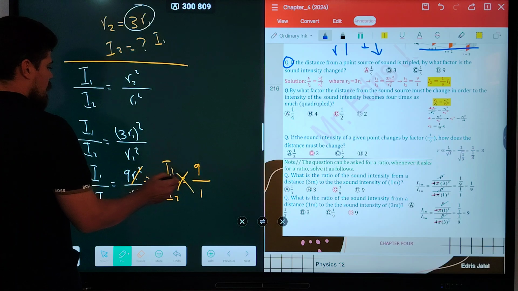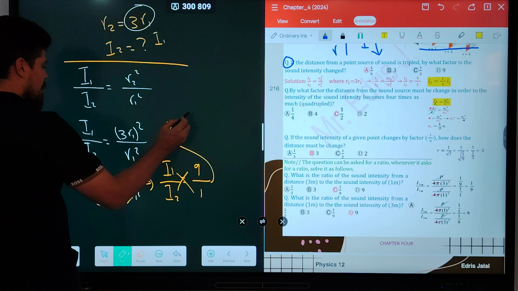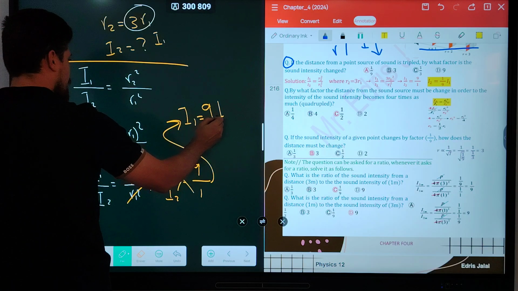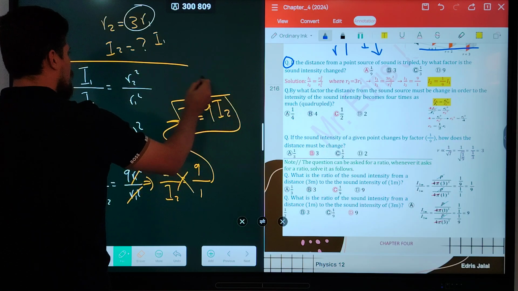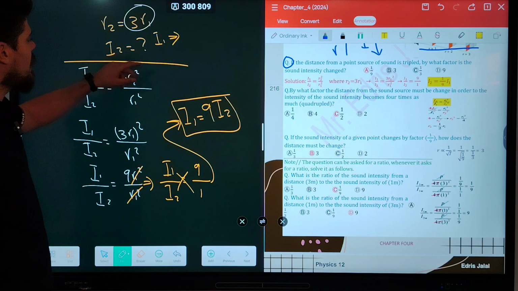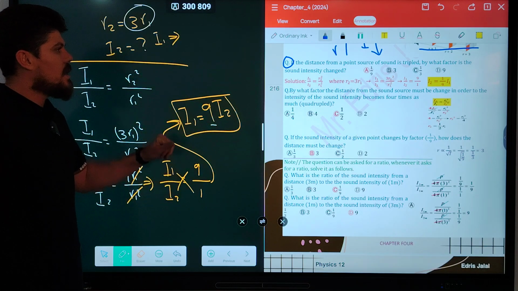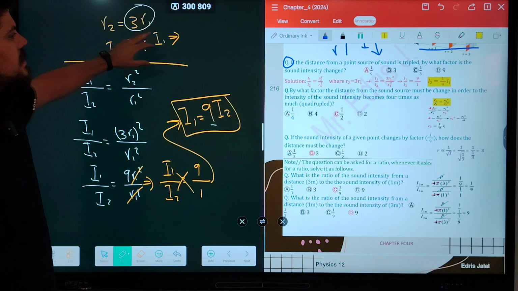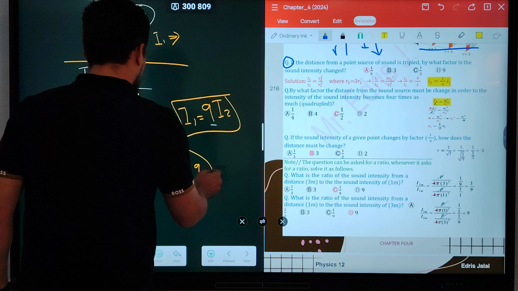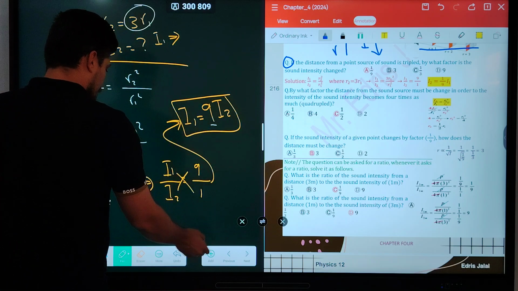Cross product. If you cross product, 1 times I1, I1. 9 times I2, 9 I2. By which factor does the intensity of the sound change? By a factor of 9, because the distance of the sound is tripled, sorry, I2.